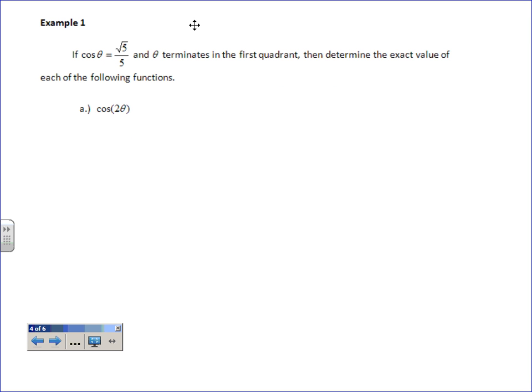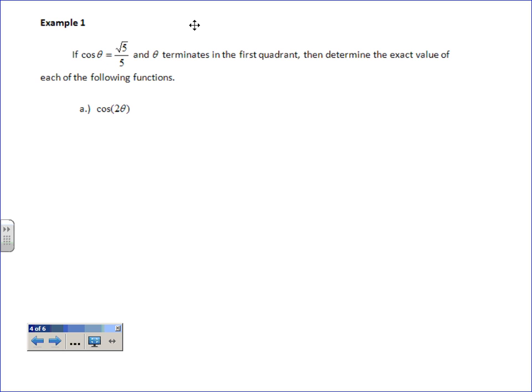Here it says cosine of some particular angle is the square root of 5 over 5. Well, I think it's fair to say that's not one of them on the unit circle that we know. It says, and theta terminates. What's that mean again? That's where it stops in the first quadrant. Okay. Then determine the exact value of each of the following. So it would like me to take that angle that I don't know, double it, and find cosine there.